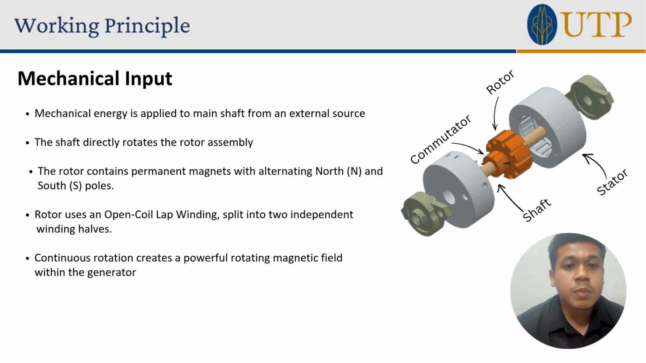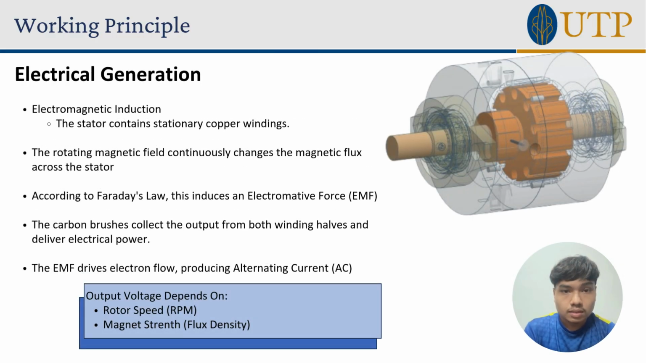As the rotor spins, the permanent magnet creates a rotating magnetic field around the stator. So the stator remains stationary and contains copper wire winding surrounding the rotor. As the rotor rotates, the magnetic field continuously passes through this winding, causing the magnetic flux to change. According to Faraday's law of electromagnetic induction, a changing magnetic field induces an electromotive force, or EMF, in the stator coils. The EMF causes electrons to flow through the winding, producing an alternating current, AC.